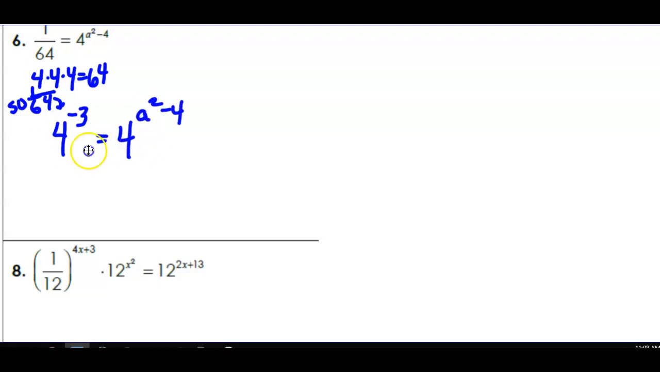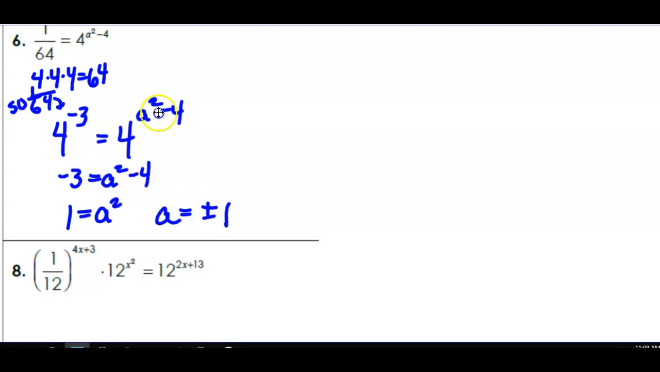Once we've written them both as the same base, the exponents have to be equal. So we get negative 3 equals a squared minus 4. If I add 4 over here, I get 1. If I square root, I get plus or minus 1. And either one that I put in here, if I square negative 1, I get 1, minus 4 is negative 3, and 4 to the negative 3 is 1 over 64. If I put a positive 1, I get the same thing, so these both work.